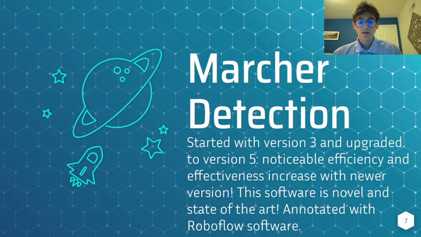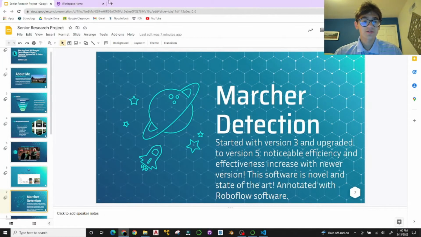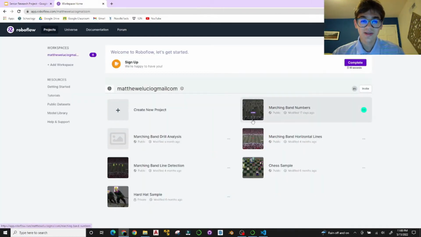And there are lots of different versions ranging from 1 to 5, but I began with YOLO version 3 because that seemed the easiest to begin with. However, I quickly upgraded to version 5 because there's a noticeable speed and accuracy improvement, especially when I completed annotations by hand on the RoboFlow software, which I will demonstrate and explain now.